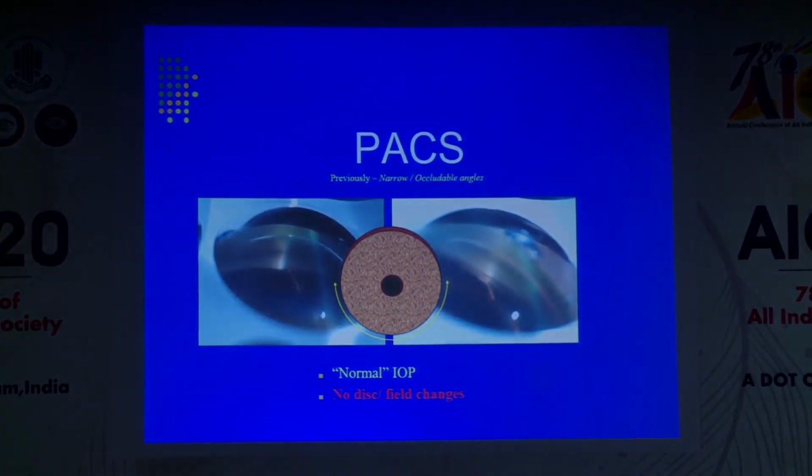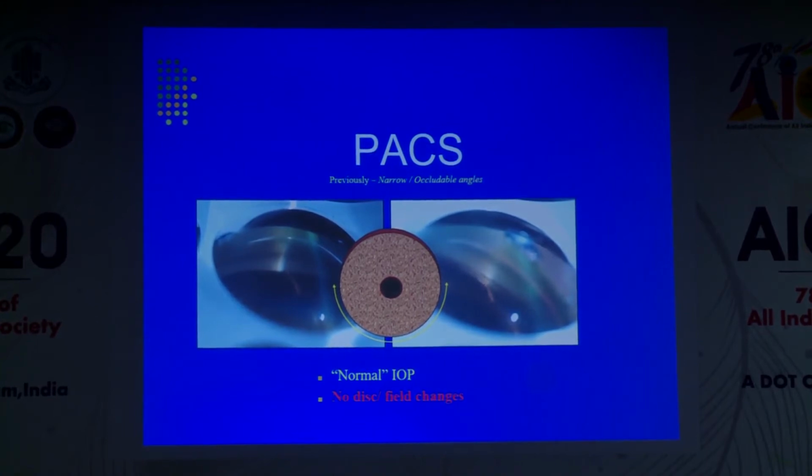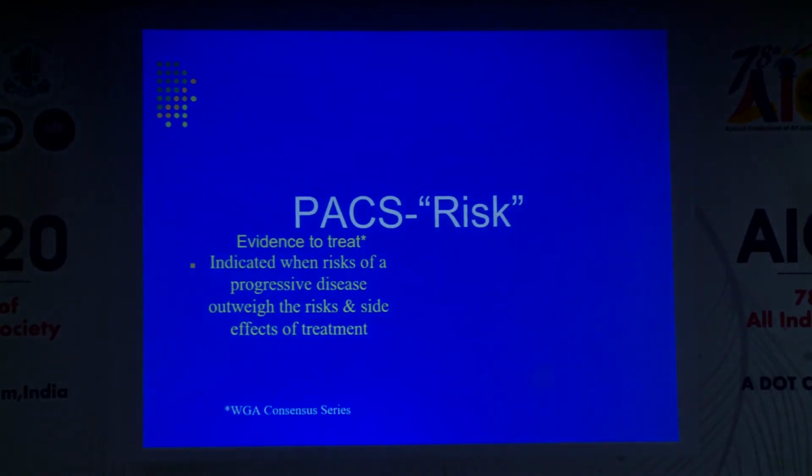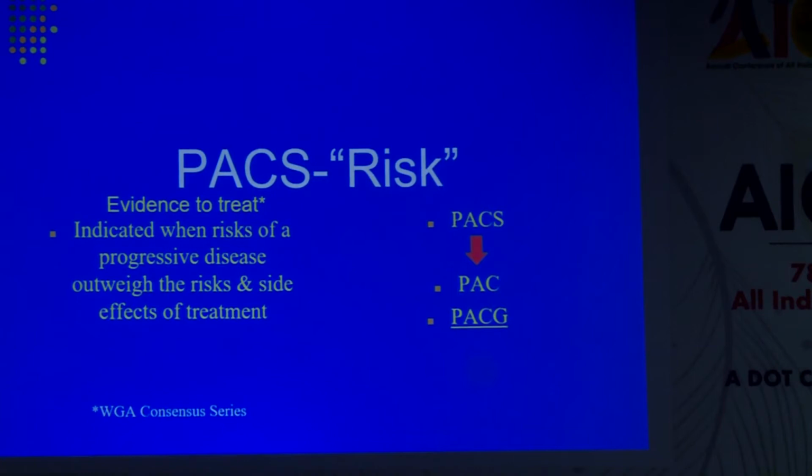I'll come to specific examples. Take angle closure suspects. We know that the angles are appositionally closed in around 180 degrees. The pressures are normal at this point. There are no disc and field changes. So everything appears to be normal. There's a little amount of angle closure there. So what is the risk? The risk we are thinking about is a conversion to primary angle closure or angle closure glaucoma. That's the presence of synechiae or raised intraocular pressure. And the risk of a progressive disease must outweigh the risk and side effects of treatment. So should we treat it?